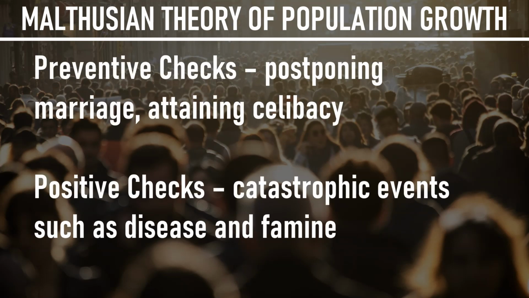Preventive checks were under the control of humans, such as postponing marriage and attaining celibacy, which means preventing yourself from entering any relations. But these were only partially successful because the humans couldn't control their natural instincts to a certain degree. This is why Malthus had true belief and faith in the positive checks, which are uncontrollable catastrophic events such as mass spread of disease and famines, which were beyond the control of humans, and they were essentially nature's way of dealing with the extreme population growth and slow growth of the means of subsistence.